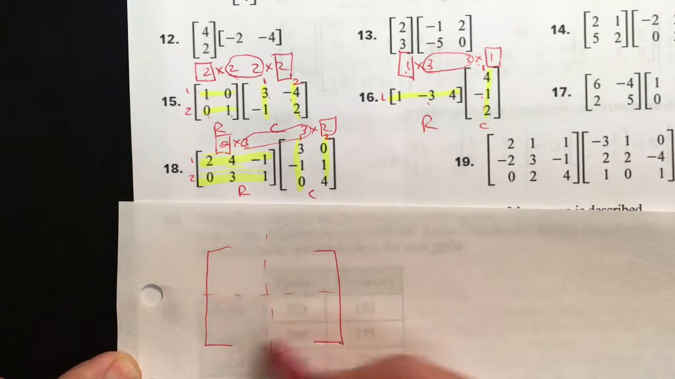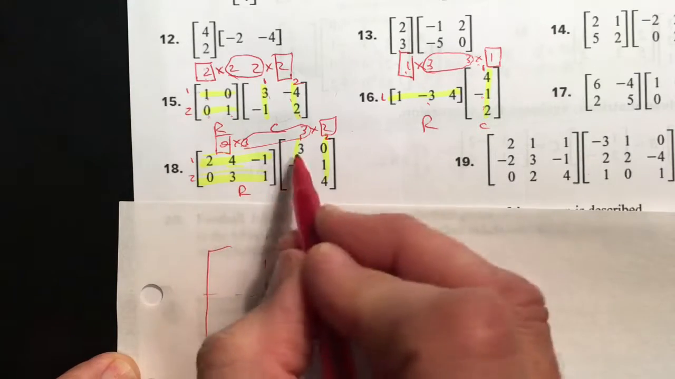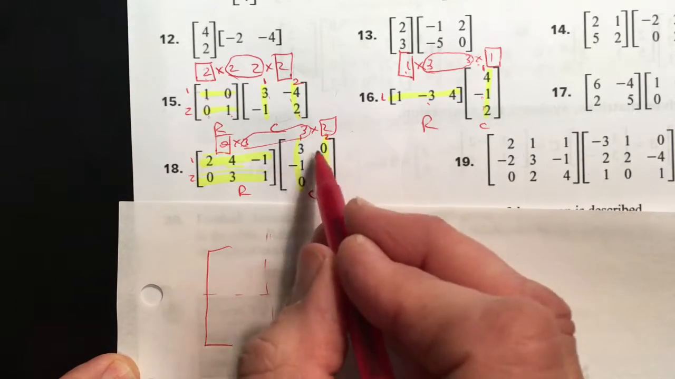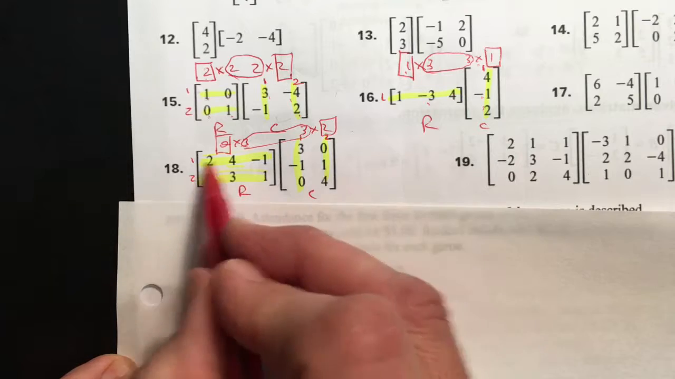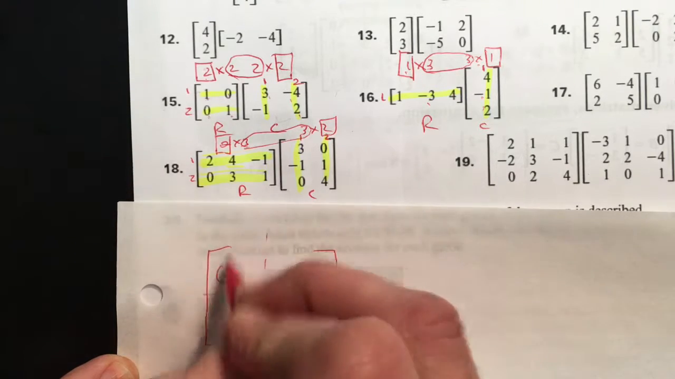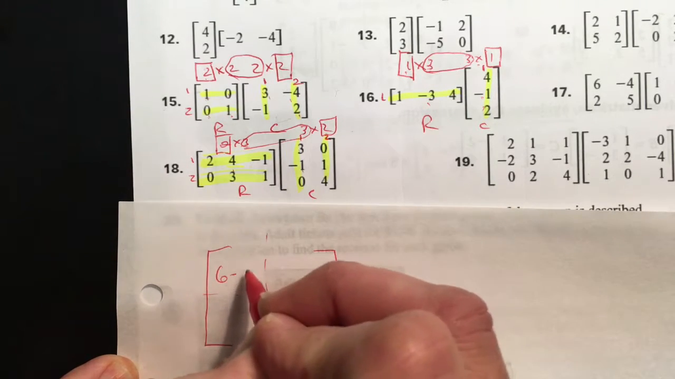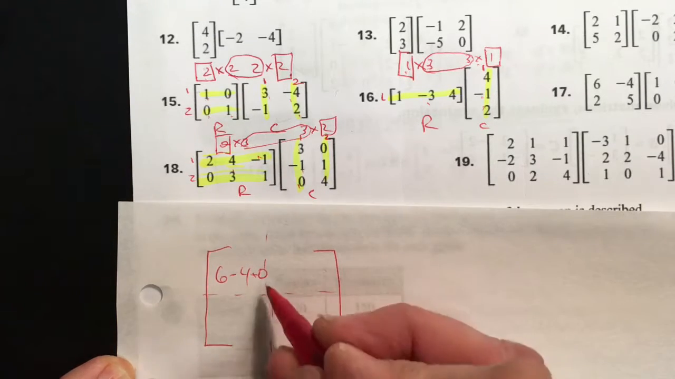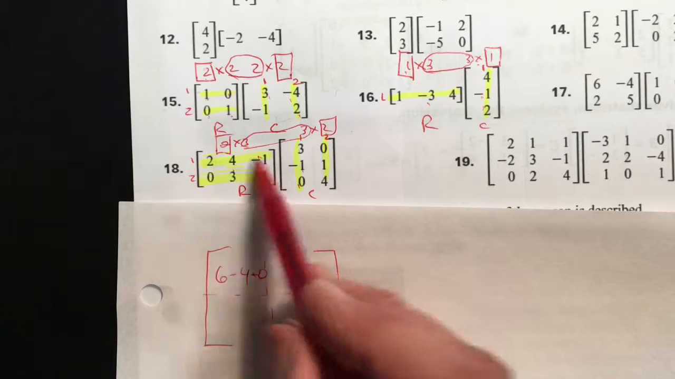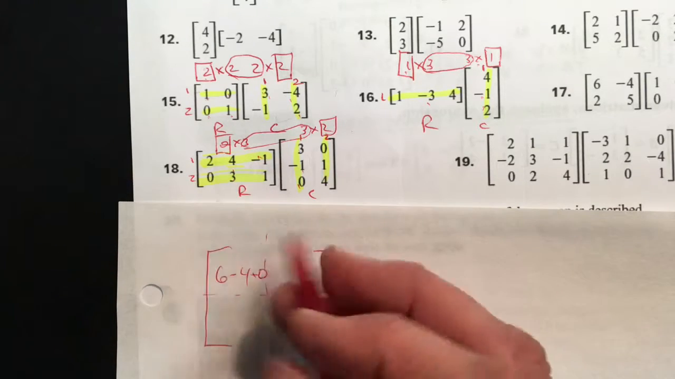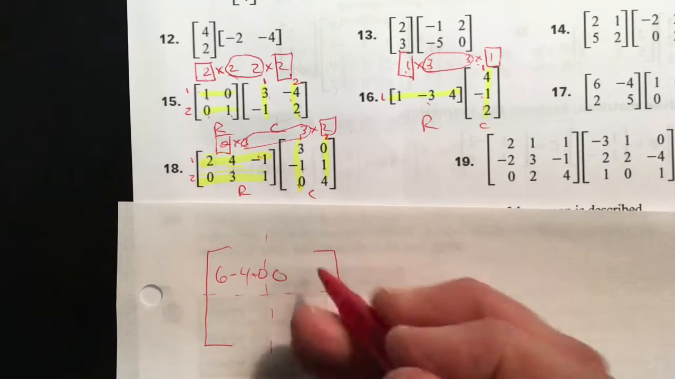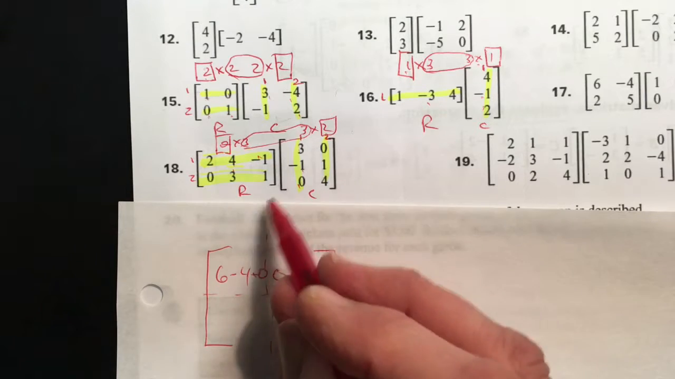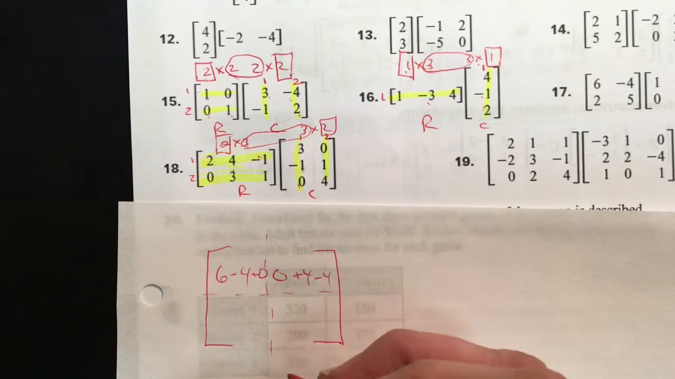All right. Well, I like to do by rows. So row 1, column 1, row 1, column 2. So I'll do those. Row 1, column 1: 2 times 3 is 6. 4 times -1 is -4. -1 times 0, 0. Okay. First row, second column. That's here. 2 times 0 is 0. 4 times 1 is 4. -1 times 4 is -4.